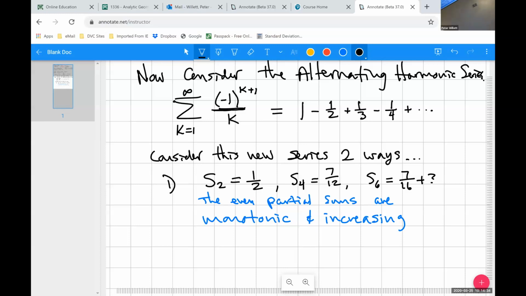Okay, so now let's consider this in a slightly different way. We're going to do the same thing, but we're going to look at the odd partial sums. So let's look at S sub 1. S sub 1 is just the first term, which is 1.